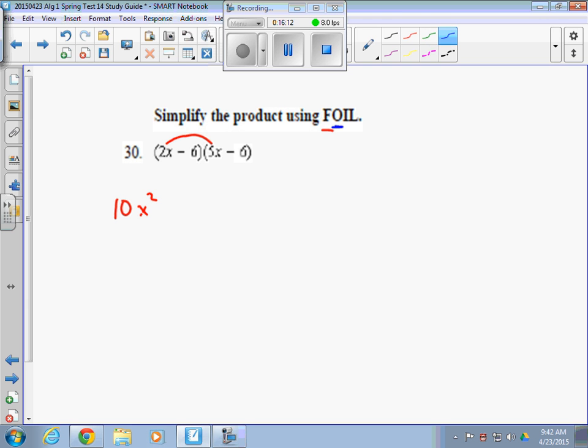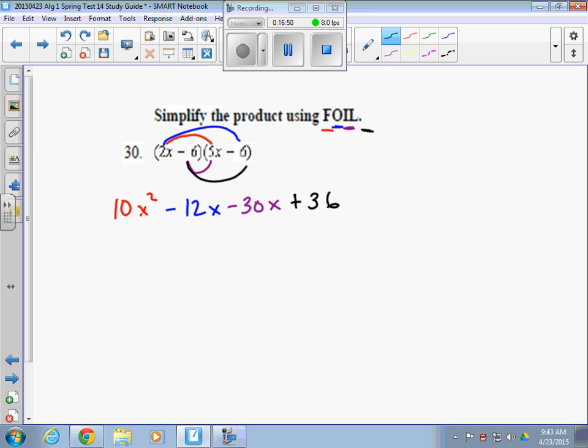The O in FOIL stands for outer terms. Remember, think of it as a dartboard. If you get confused, what's the outer and what's the inner? Think of it as a dartboard or as two circles. Your outer terms are 2x times negative 6. 2 times negative 6 is negative 12. And then you have x to the first power. Your I stands for inner terms. Again, like a dartboard, negative 6 times 5x is negative 30x. And L stands for your last terms. Negative 6 times negative 6, a negative times a negative is a positive 36.